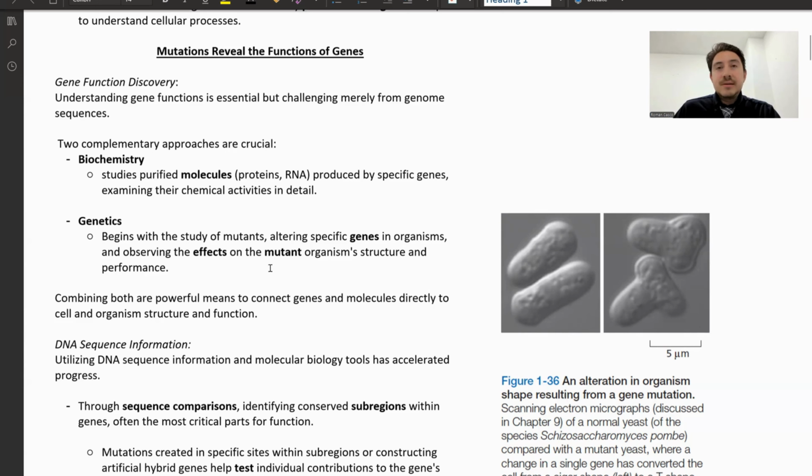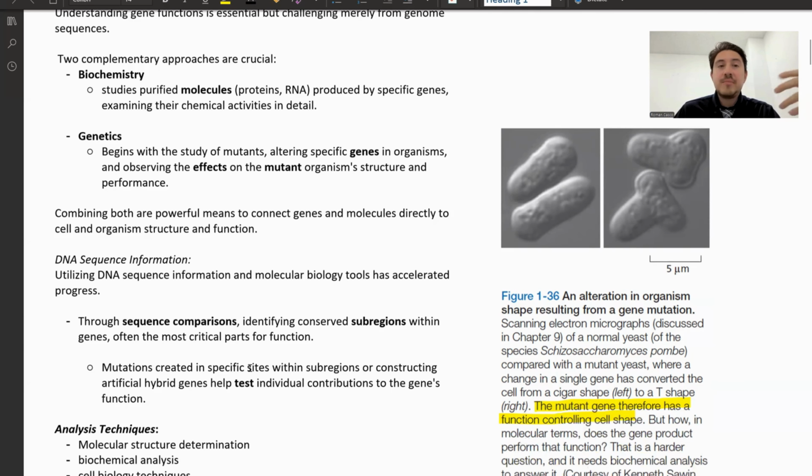Okay. And to understand gene function in itself, you pretty much have to dive into two approaches that are complementary to each other, biochemistry and genetics, right? Biochemistry studies purified molecules, it studies protein, DNA, and RNA function produced by specific genes and tries to examine their chemical activities as a larger whole in signaling pathways in great detail.